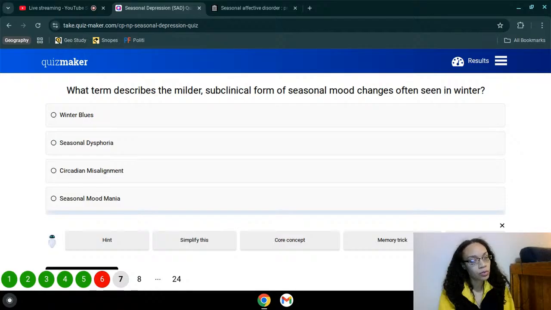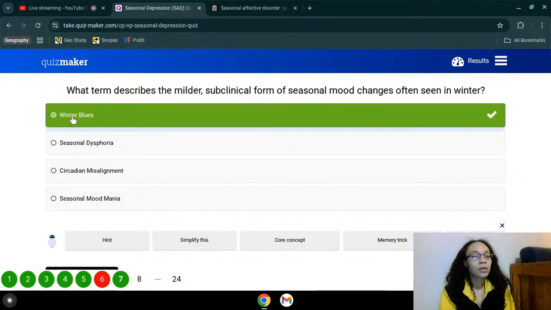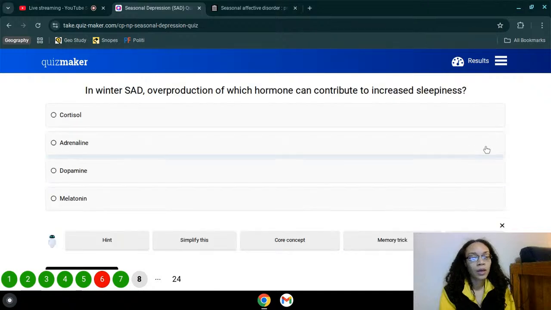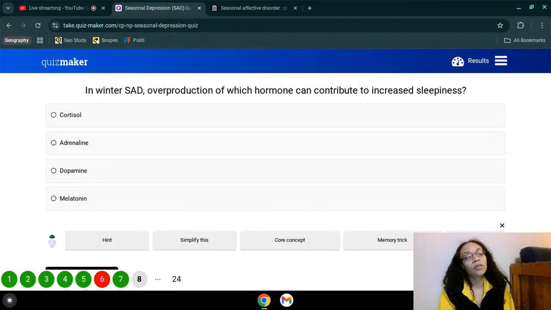Winter blues, seasonal dysphoria, circadian misalignment, or seasonal mood mania? Often seen in winter. I'm going to guess winter blues or seasonal dysphoria. I think it's winter blues. In winter, SAD, overproduction of which hormone can contribute to increased sleepiness? Cortisol, adrenaline, dopamine, or melatonin? Overproduction of melatonin.